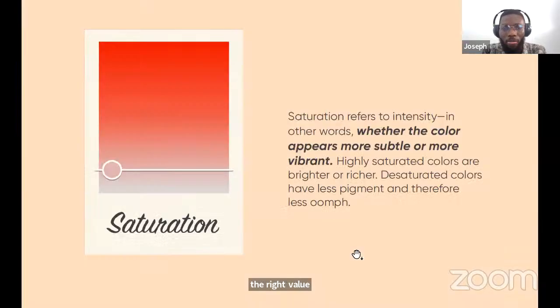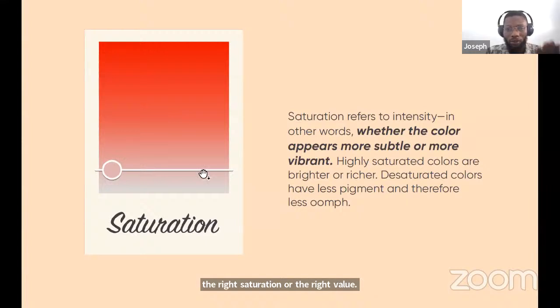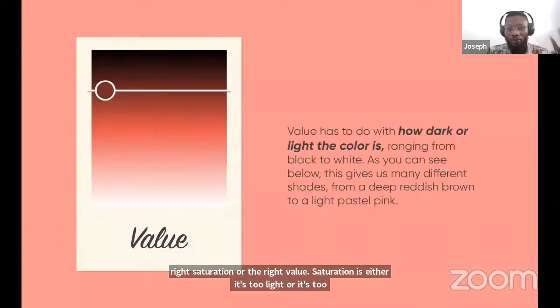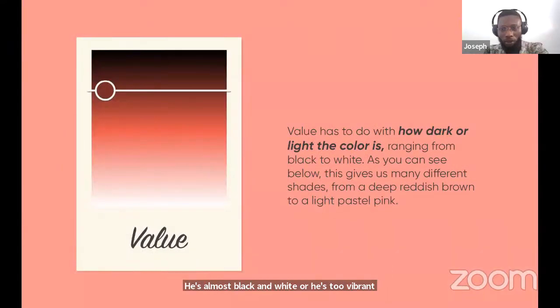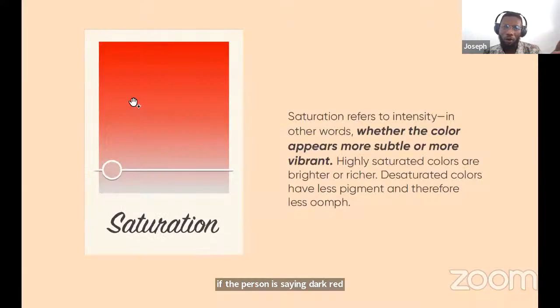See, this is what happens. The right saturation or the right value. Saturation is whether it's too light, almost black and white, or too vibrant. Value is how white or black the color is, how dark the color is. So if the person is saying dark red, then you know that, okay, it's dark red or bright red. So you can easily tell which color blends with that from the color palettes that you have seen. Okay. Amina, go ahead with your question, please.